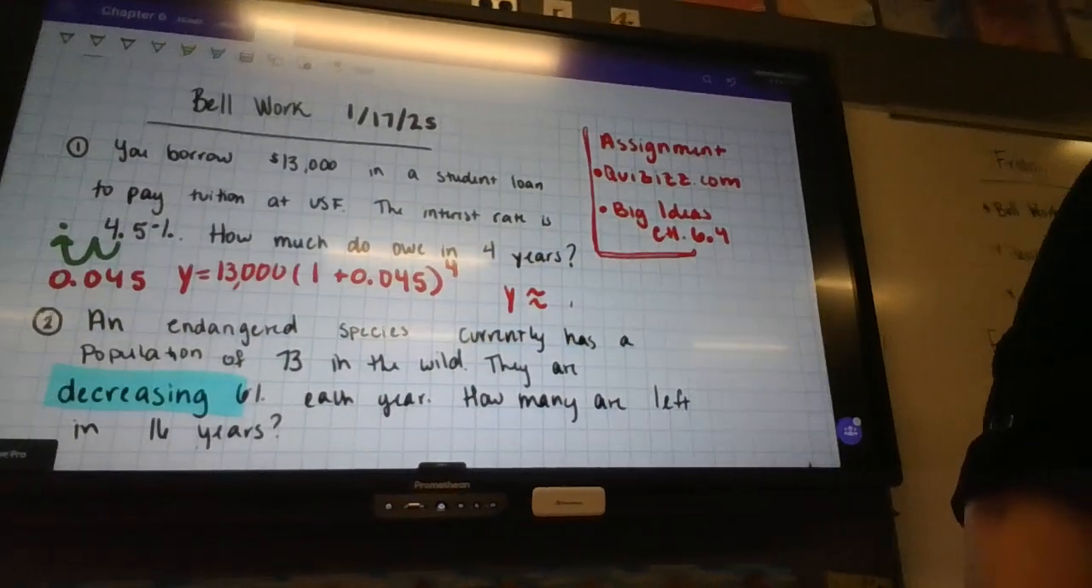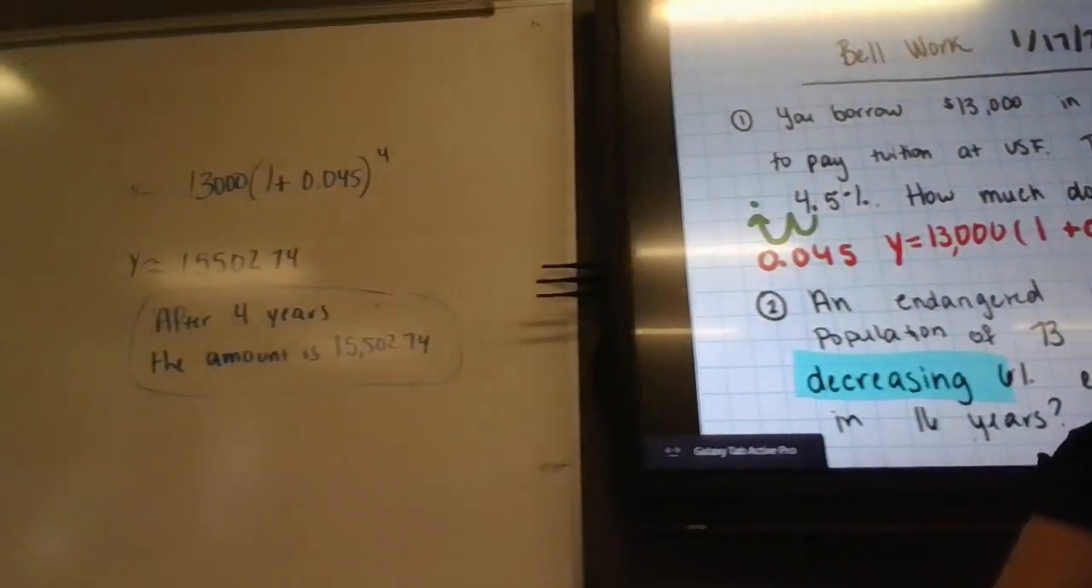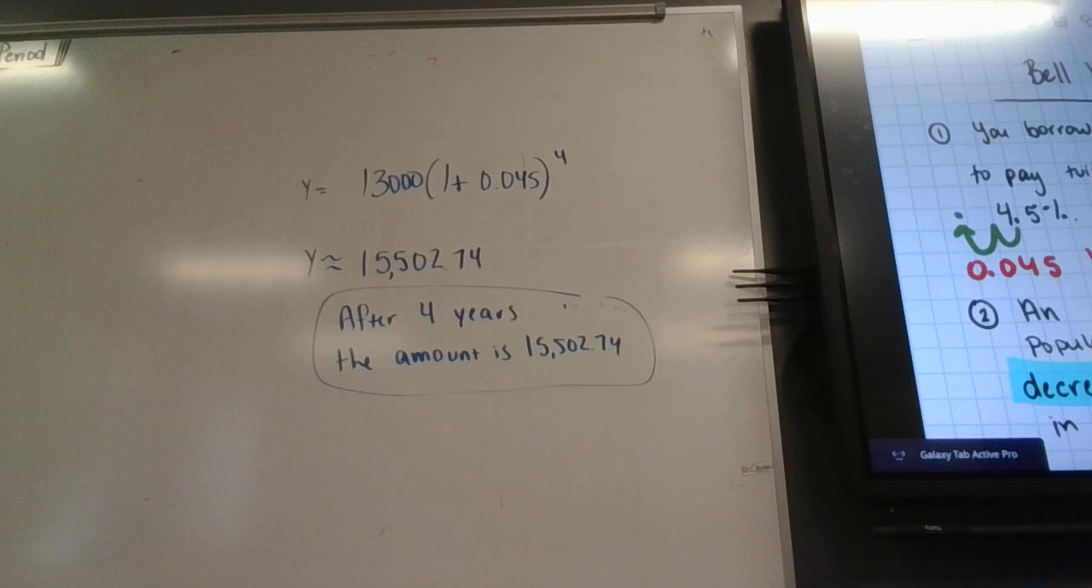All right, let's try number 2. Number 2: an endangered species currently has 73 of a total population in the wild. They're decreasing 6% each year. How many are left in 16 years? Is that 0.74 or comma 74?